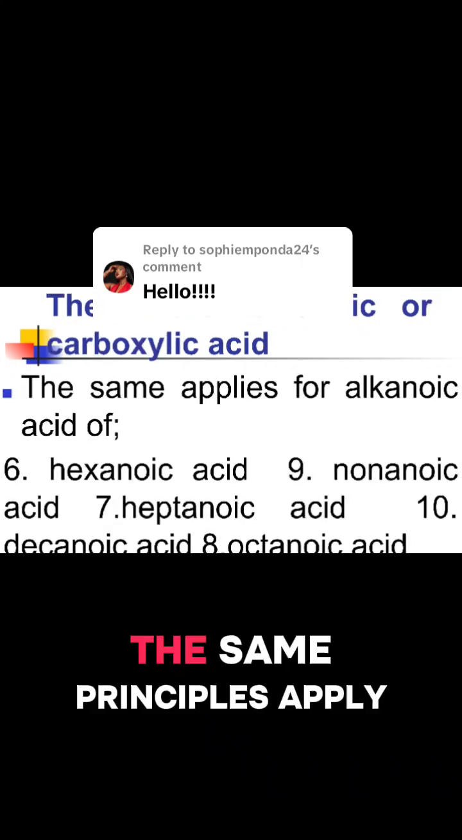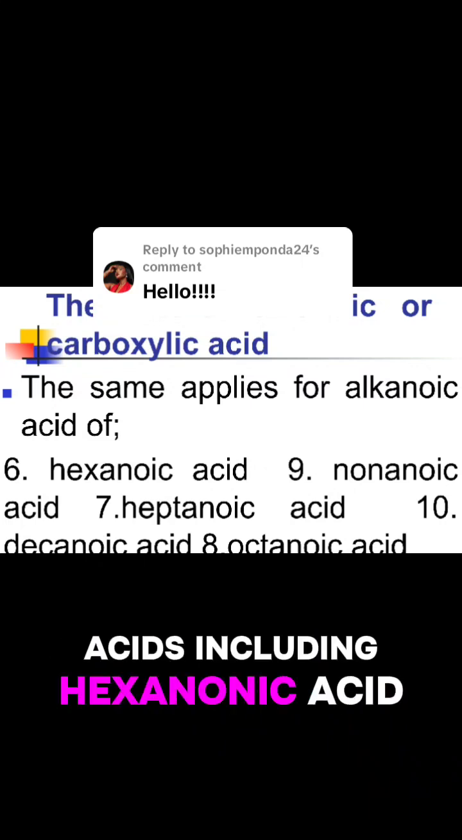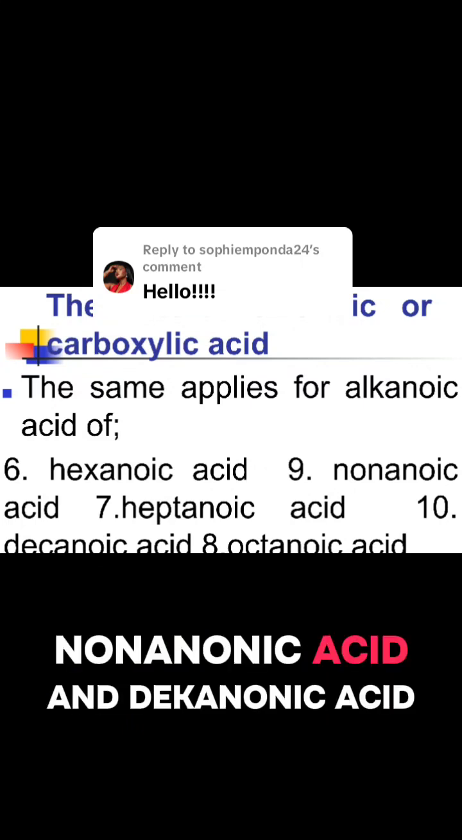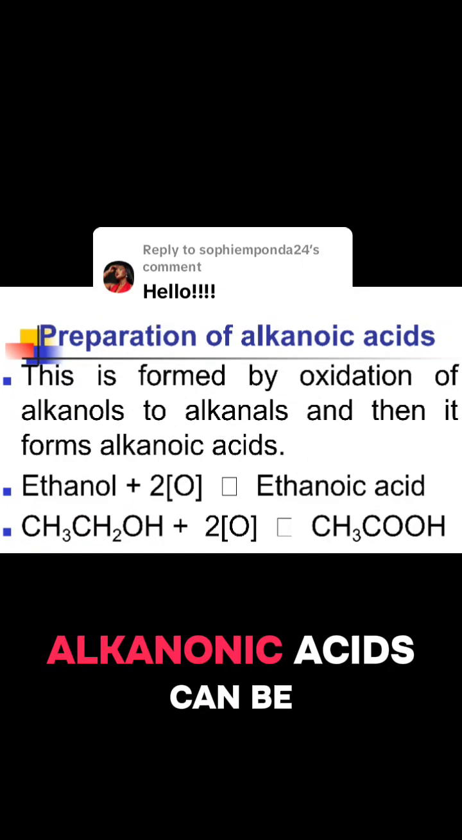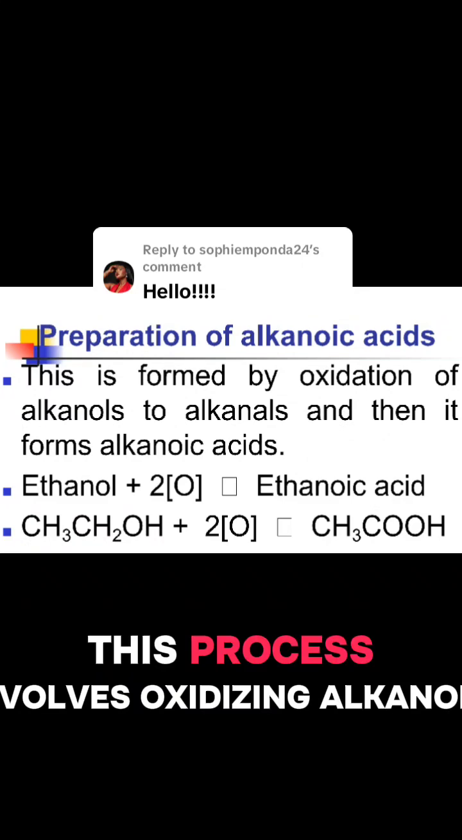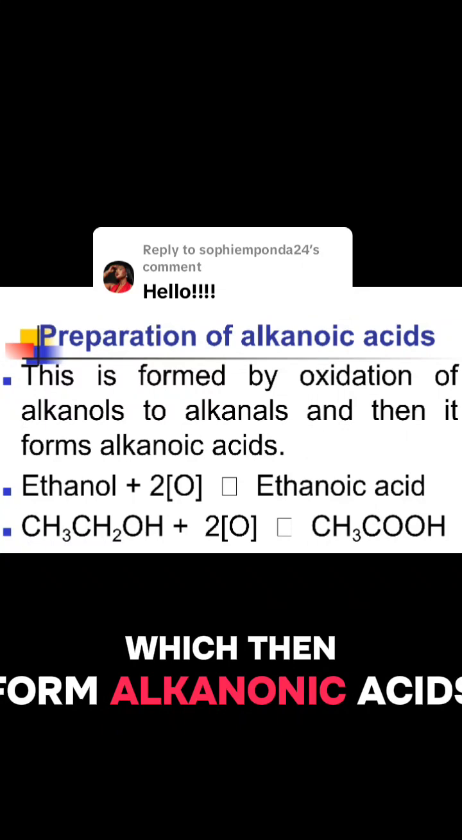The condensed formula for pentanoic acid is CH3CH2CH2CH2COOH. The same principles apply to the other alkanoic acids, including hexanoic acid, heptanoic acid, octanoic acid, nonanoic acid, and decanoic acid. Alkanoic acids can be prepared through the oxidation of alkanols. This process involves oxidizing alkanols to alkanals, which then form alkanoic acids.